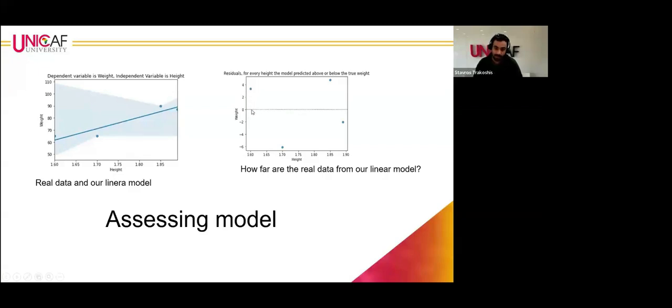below. Because here is a person and here is the line. So this person is 4 kilograms above their predicted weight. This person here is around 6 kilograms below their predicted weight. So the line, the model, predicted that they weigh more, and so on.